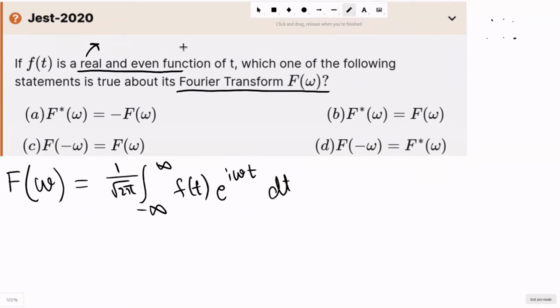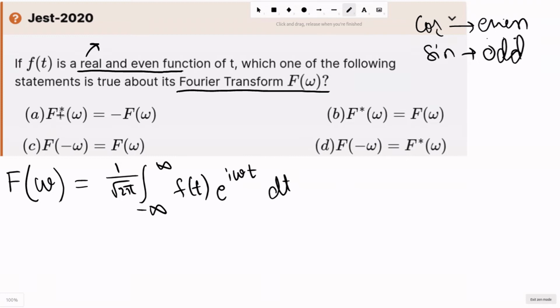To know more about even and odd functions and how it pans out, you can check the video from the links in the description below. So we'll write a few things here in that cos is an even function, sine is an odd function.